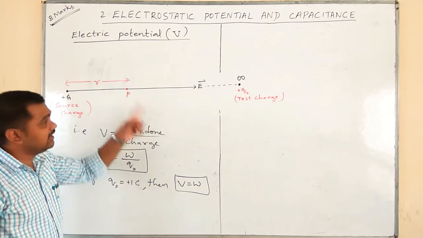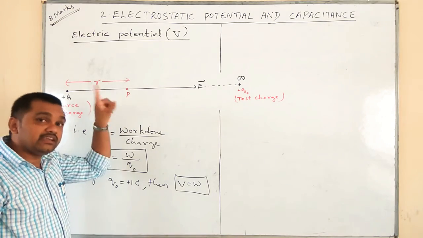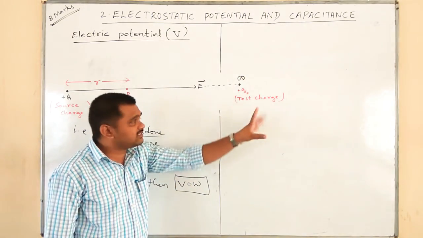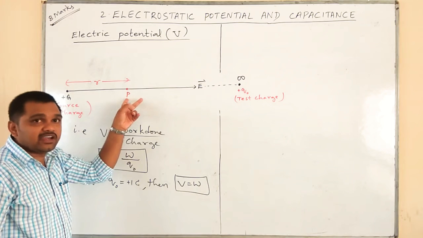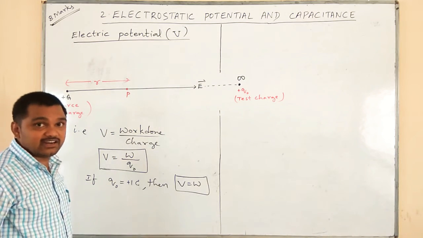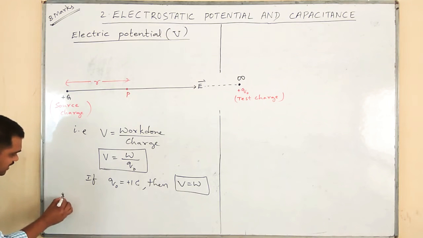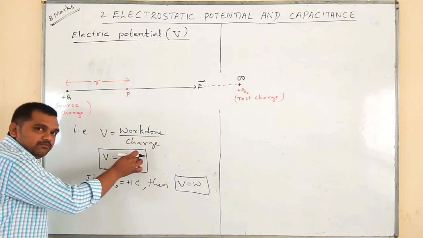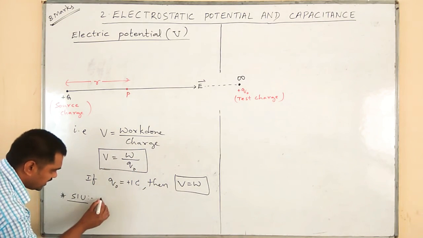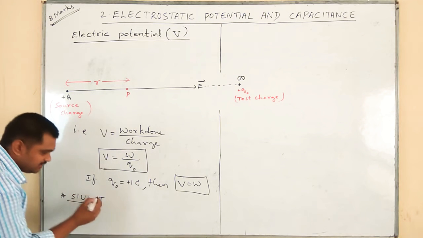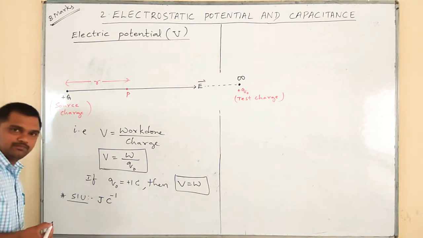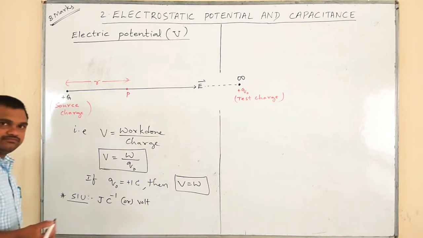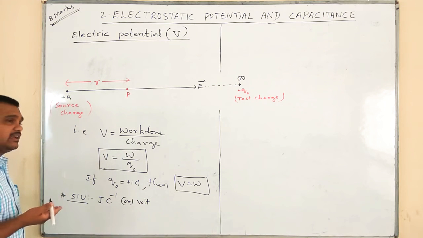So I will repeat once again. Electric potential at a point in an electric field is the amount of work done in bringing a unit positive test charge from infinity to that point against the field direction. Okay. Now, what is the SI unit for this electric potential? See, W means work done or energy, therefore joule. Q naught is charge, therefore joule per coulomb. Otherwise, we can also say this as volt. Volt is the SI unit of electric potential.